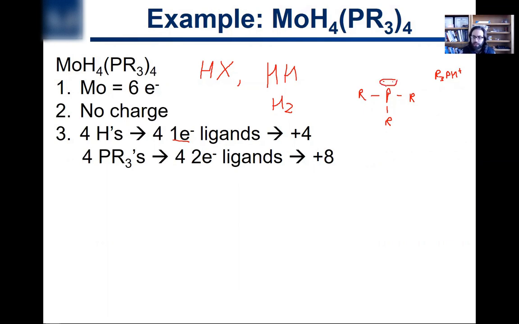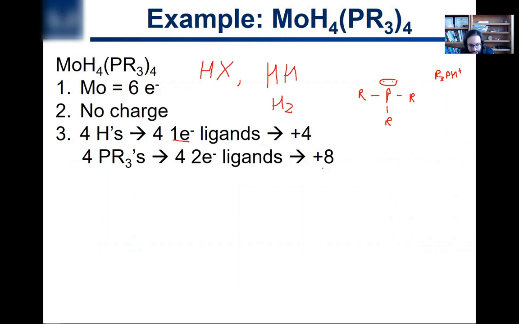So ammonia, phosphines, water. These things will be 2 electron ligands because they're going to be donating a lone pair. Okay, at least most of the time, that's how they're going to work. So we have 4 of these phosphines, and so they are 2 electron ligands. They are going to get charge of 8.